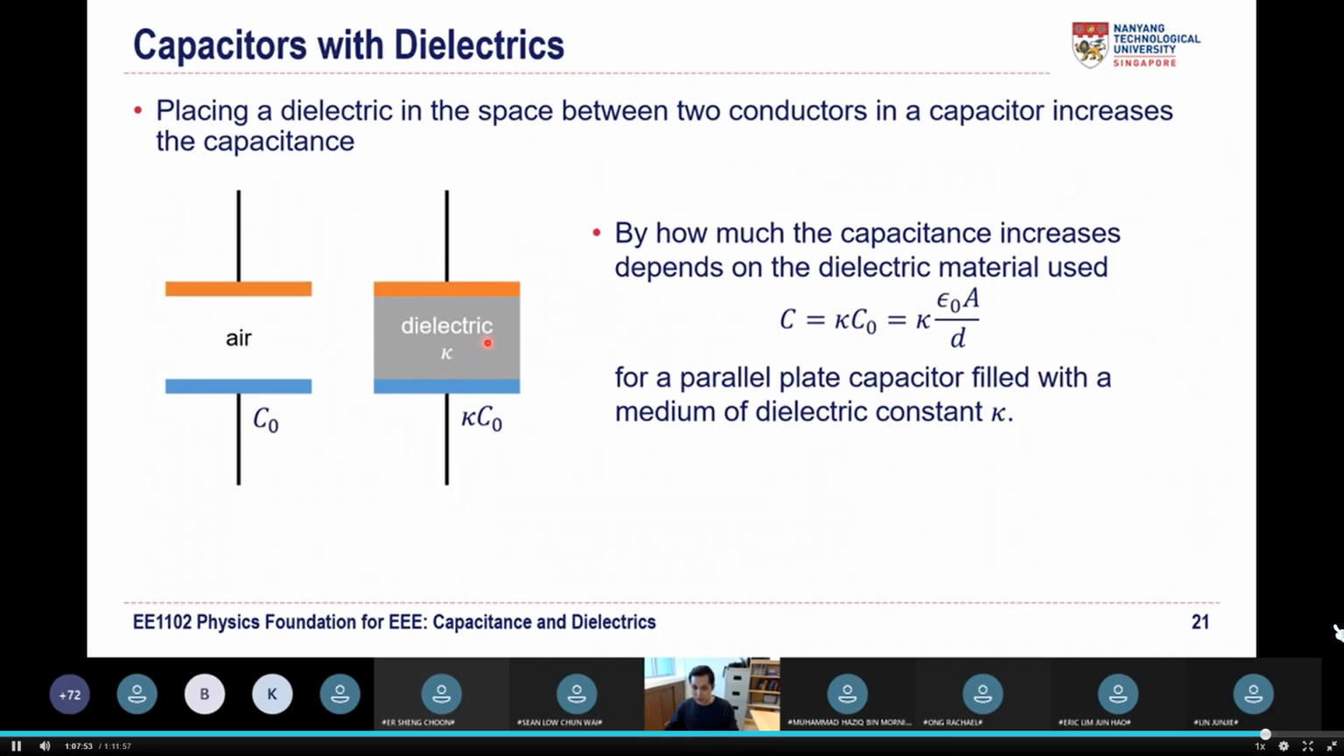capacitance of the entire system, which depends on the so-called dielectric constant kappa. This kappa is the dielectric constant of the material, and it is a material dependent constant. Kappa increases the capacitance by the factor kappa itself. Remember when we had air, it was just epsilon 0 times A divided by D. But now you just need to multiply by kappa, which is the dielectric constant of the medium.